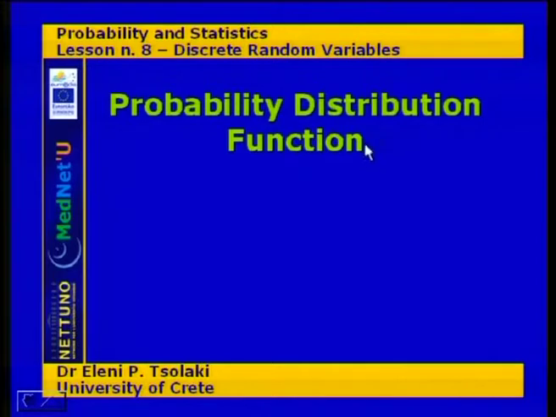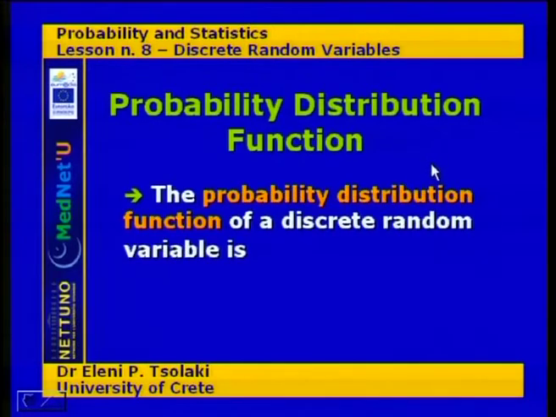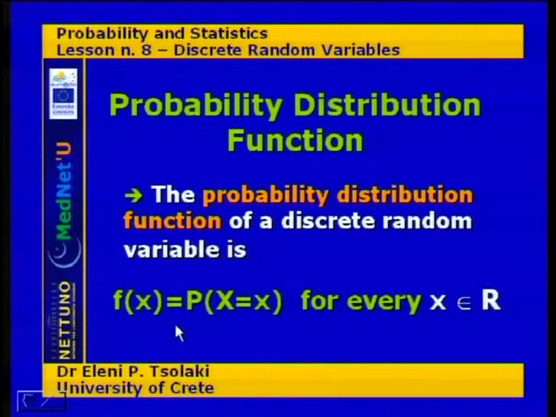The probability distribution function of a discrete random variable will be the function that calculates the probability that x will be equal to a number. And that should be defined for every x in R, every real number.